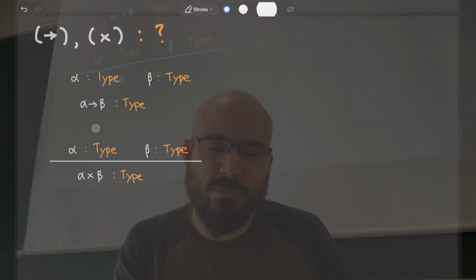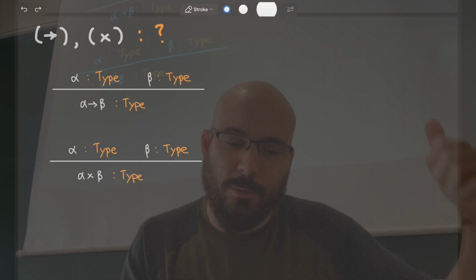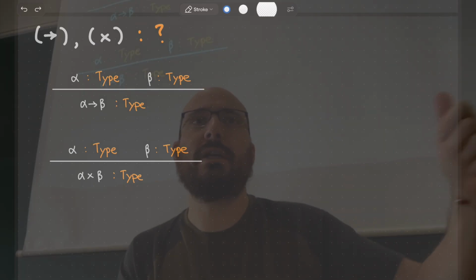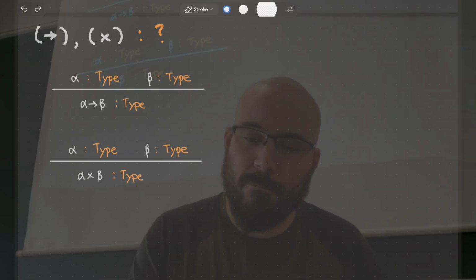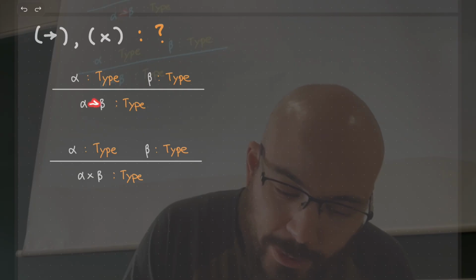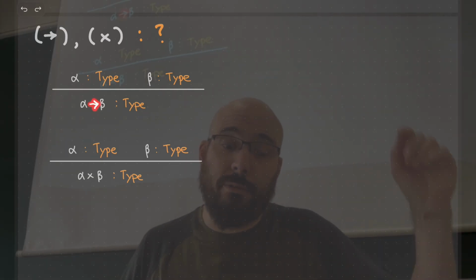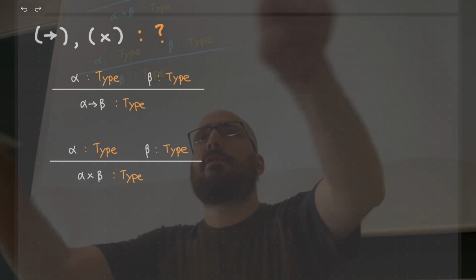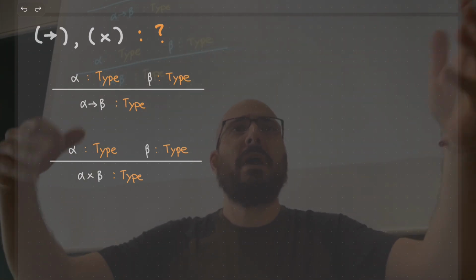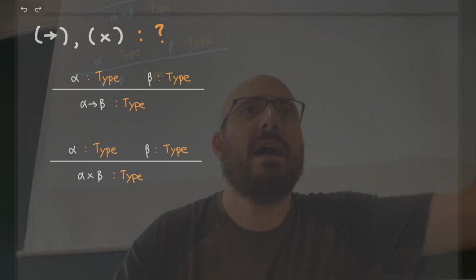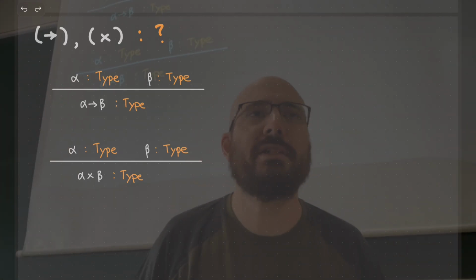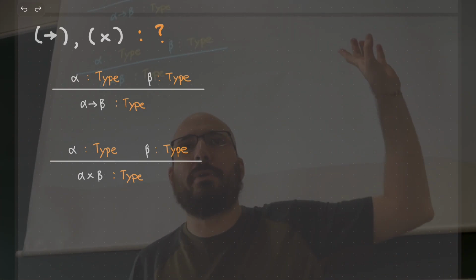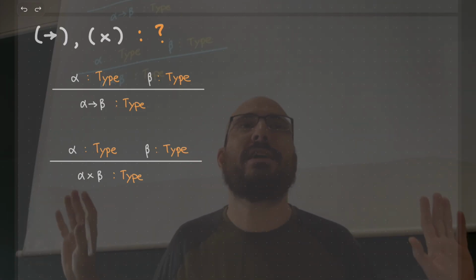This is one of the many things that I have to do in order to tell you, now you know what the arrow is. Because so far, I'm just saying that given two types, if you put alpha, arrow, beta, it's a new type. Maybe alpha, arrow, beta, for any alpha and any beta, is the type of integers. This is a valid possibility with the things I have written so far.